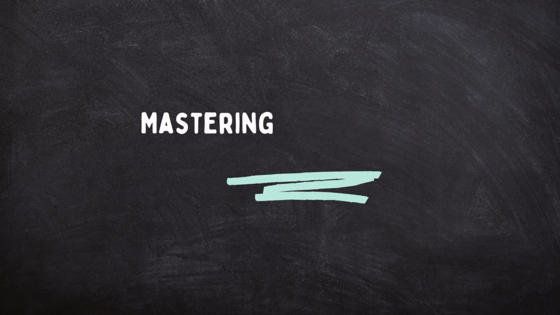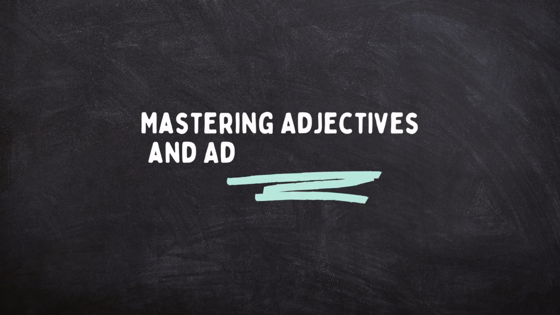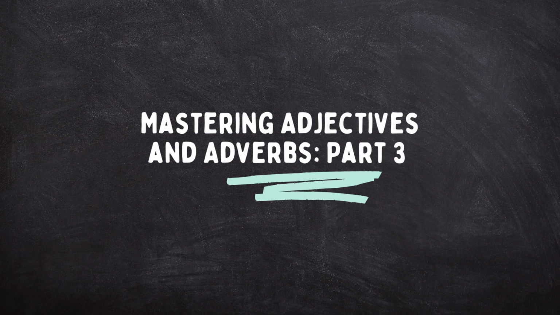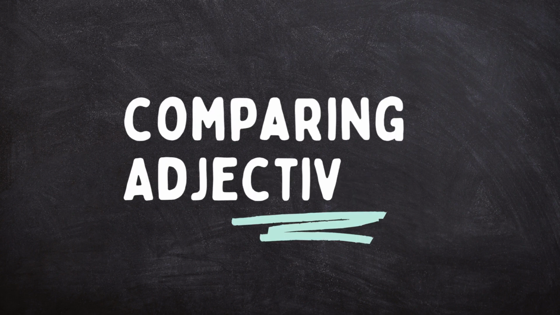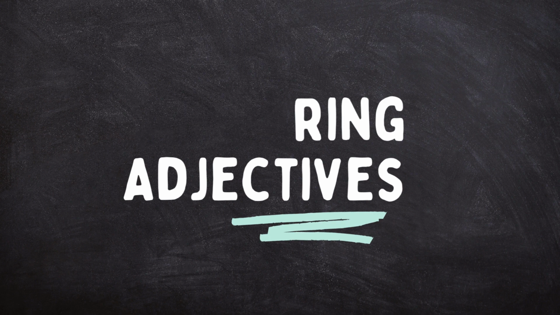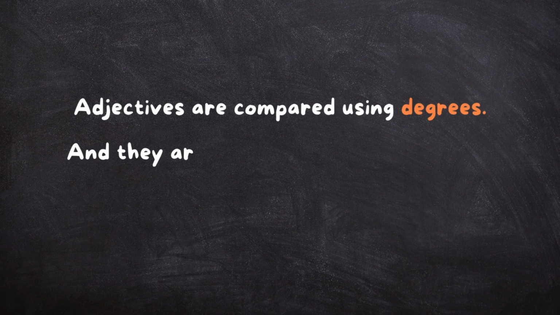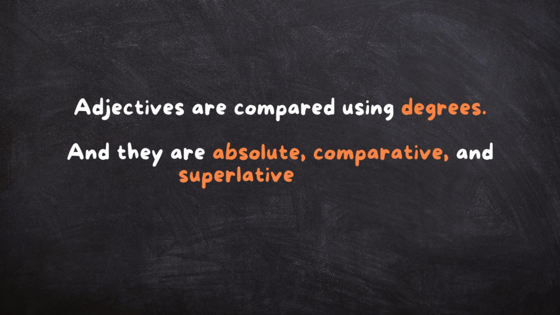In today's lesson, we will be continuing mastering adjectives and adverbs, and this is the final part. In this part, we are going to talk about how to compare adjectives, and as always, we are going to make it as simple as we can. Adjectives are compared using degrees, and they are absolute, comparative, and superlative degrees.